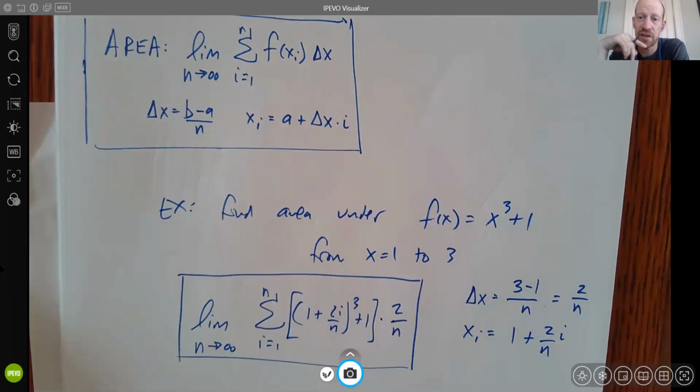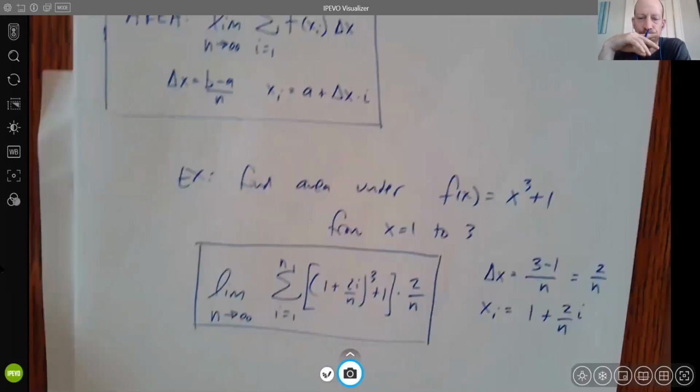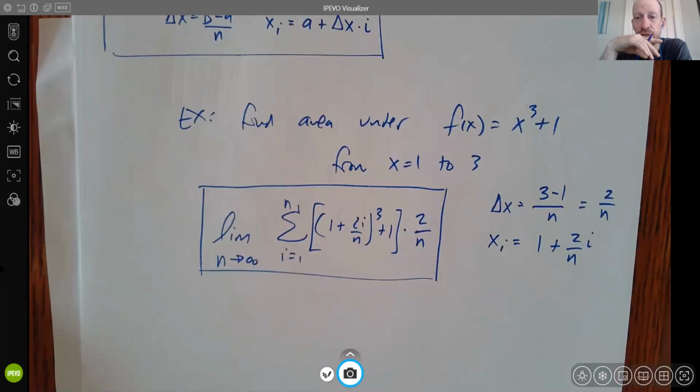So this is the expression that I'm trying to calculate or figure out in 5.2, but for right now, that's the setup that I want you to be able to do. Okay, you'll see different functions and different intervals, but the process will be the same really for all of those.